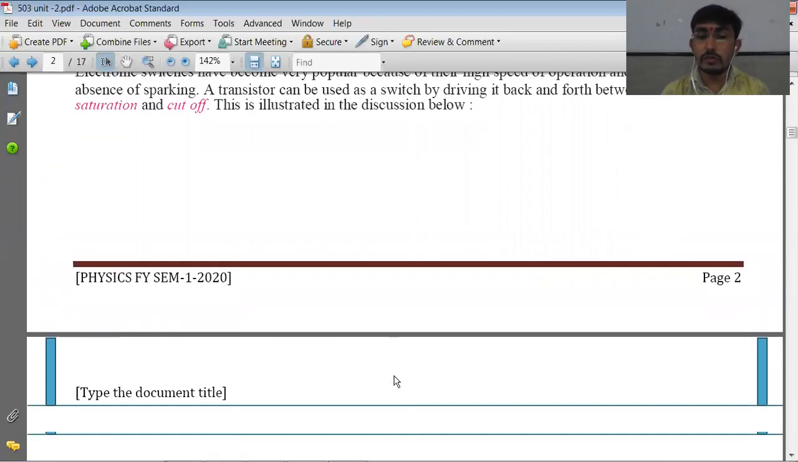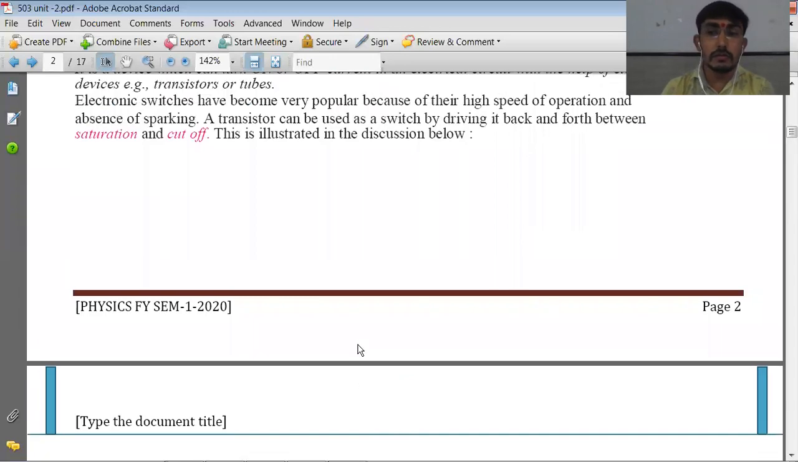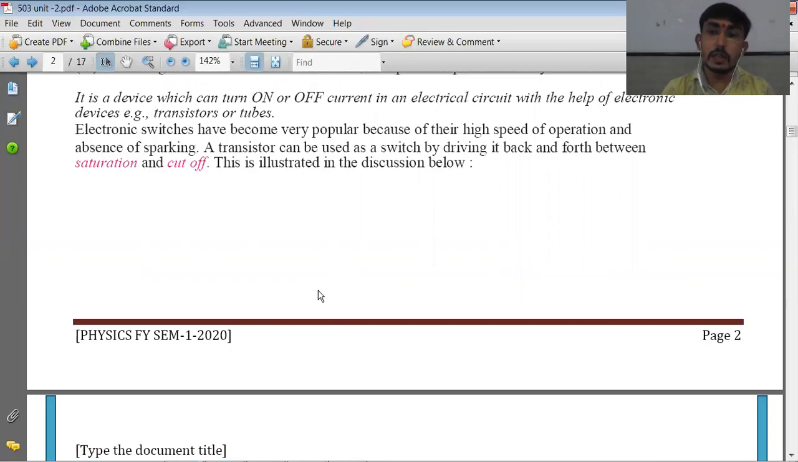Otherwise, we cannot call it a switch if it is operated in the active region, because active is a region in which a transistor can be driven from cutoff to saturation and saturation to cutoff. So that's why we are not preferring the active region in switches. We prefer two states in the switch, that is saturation and cutoff, because they are the stable states of the transistor.